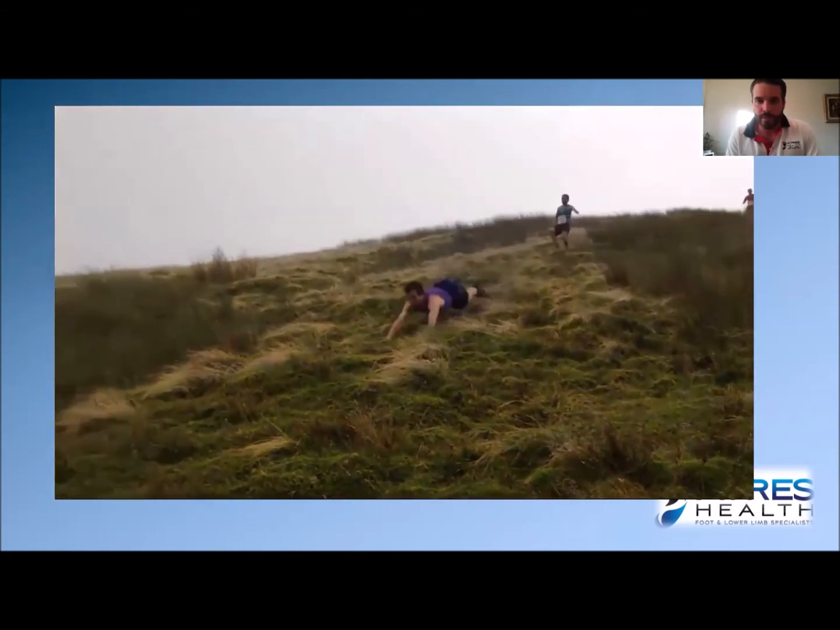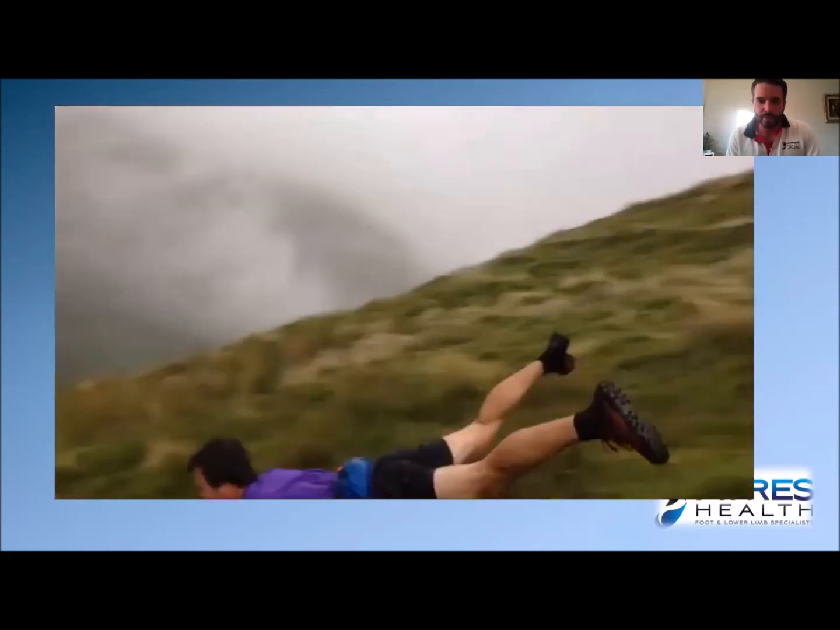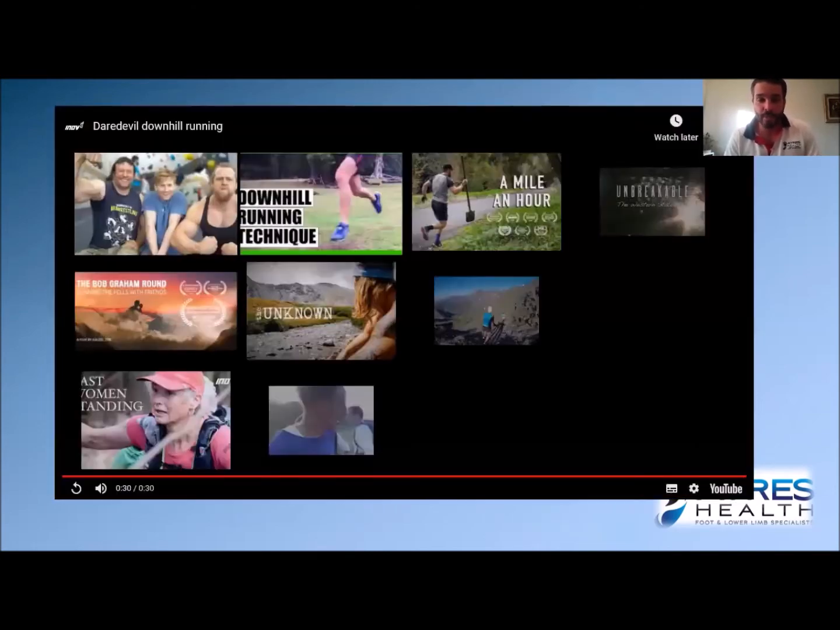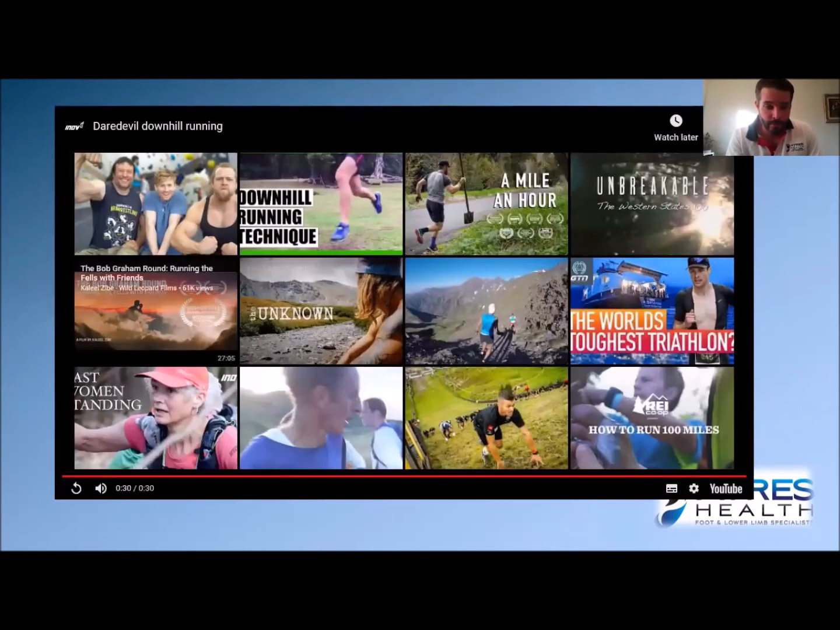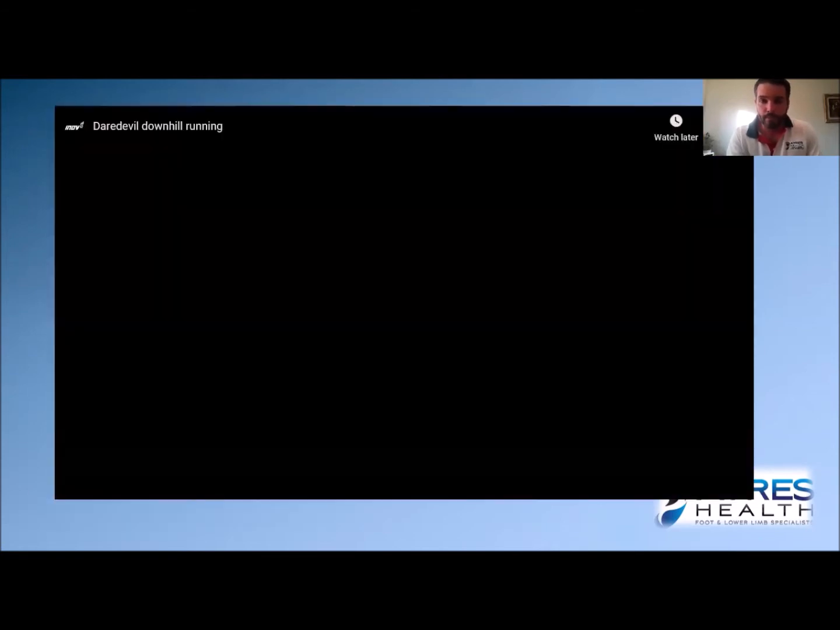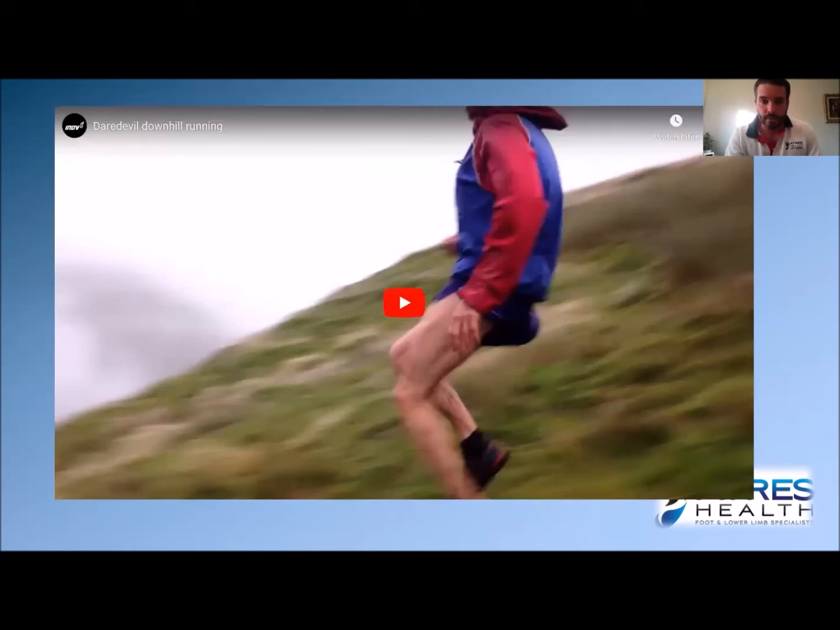I reckon most of these guys have had lateral ankle sprains in the past. Let's see if we can get that to replay.